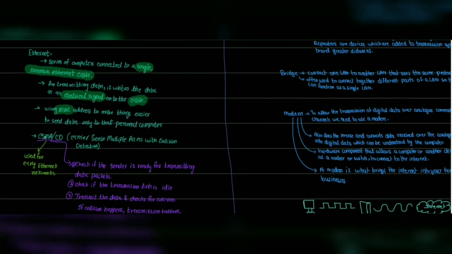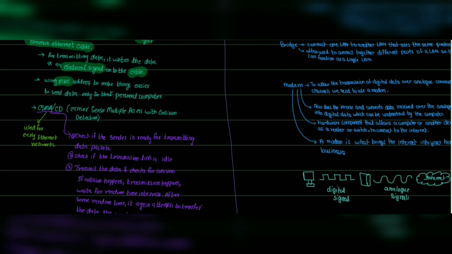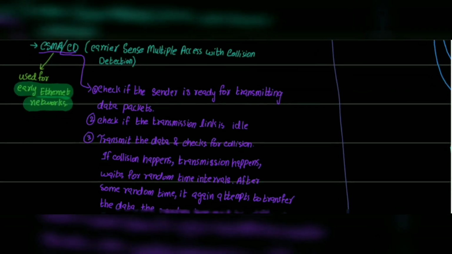CSMA/CD is a protocol used in Ethernet cables in order to prevent collisions. Like in bus topologies, there could be a chance of collision if any two random computers send a signal at the same time. So there would definitely be a huge chance of collision. In order to prevent that, we use this protocol, CSMA/CD: Carrier Sense Multiple Access with Collision Detection. It was used in early Ethernet networks, but now it is no longer used. But still, we need to understand why it was used in those times. So it's a protocol to prevent collision.